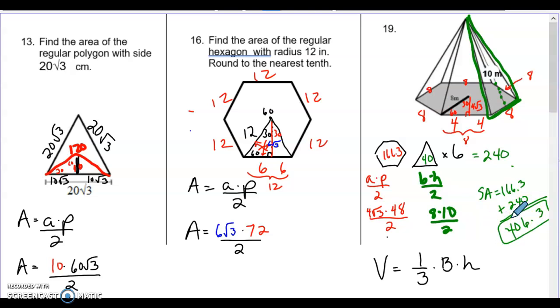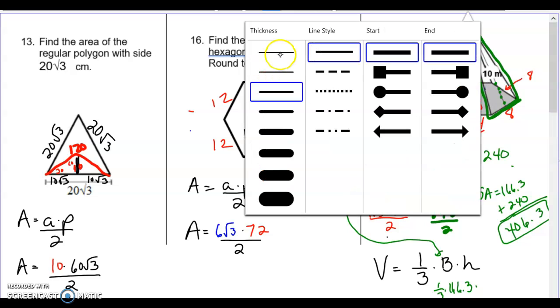Now the volume. Remember, the volume on a pyramid and a cone is 1/3. So 1/3, my big B, the base, is this hexagon. So 1/3 times 166.3. And now how tall is this pyramid? Well, I don't know. 10 is the slanted one. That's not how tall it is. How tall it is is this piece right here, which I don't know how tall that is. But I can figure it out.